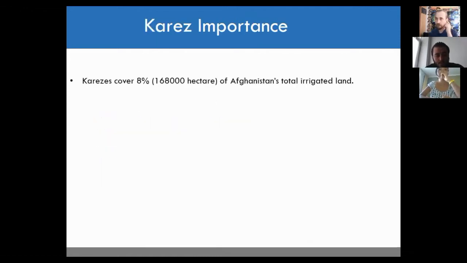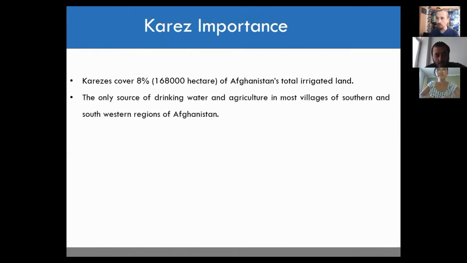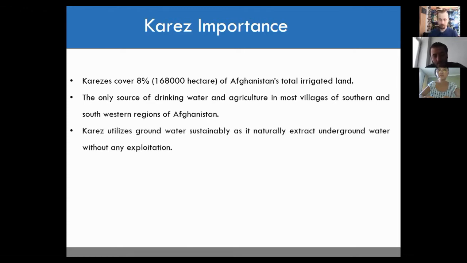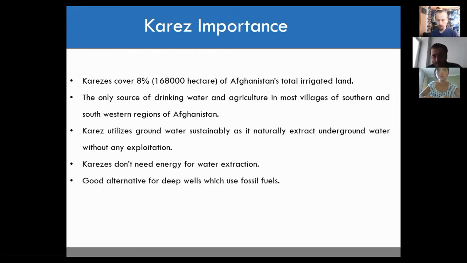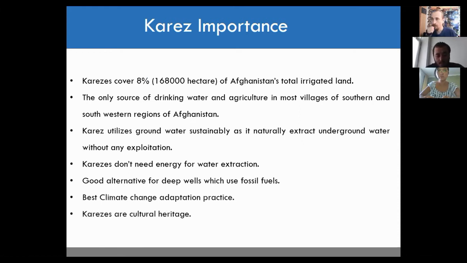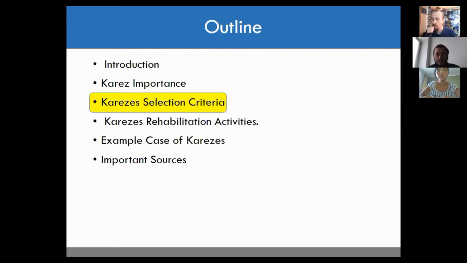Kariz importance. In Afghanistan, Kariz covers 8% or 168,000 hectares of Afghanistan's total irrigated land, as the only source of drinking water and agriculture in most villages of southern and southwestern regions of Afghanistan. And Kariz utilize groundwater sustainably, as it naturally extracts underground water without any exploitation. And Kariz don't need energy for water extraction. It is a good alternative for deep wells which use fossil fuels, and the best climate change adaptation practice. And the last one is Kariz as cultural heritage.